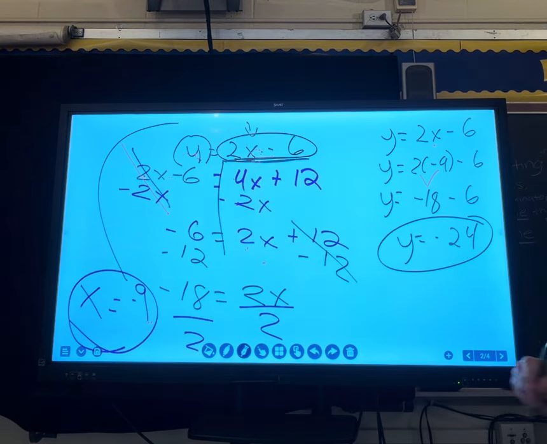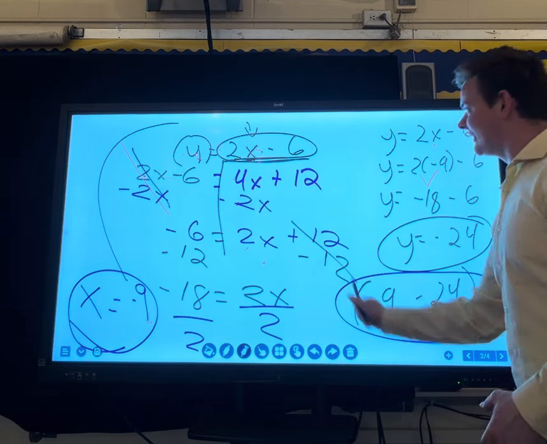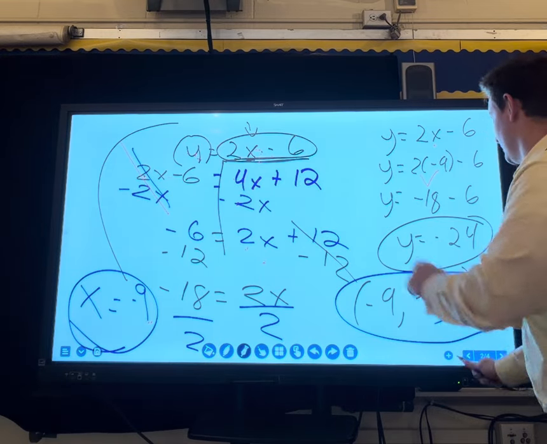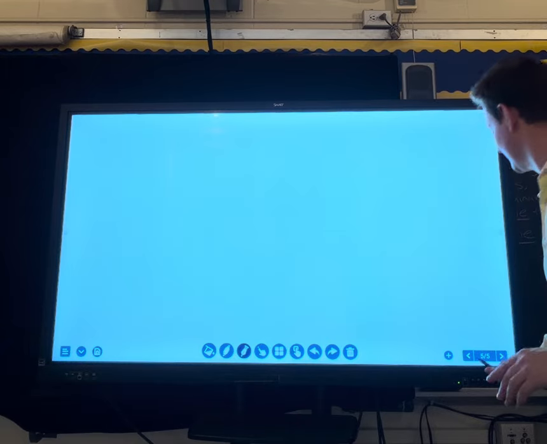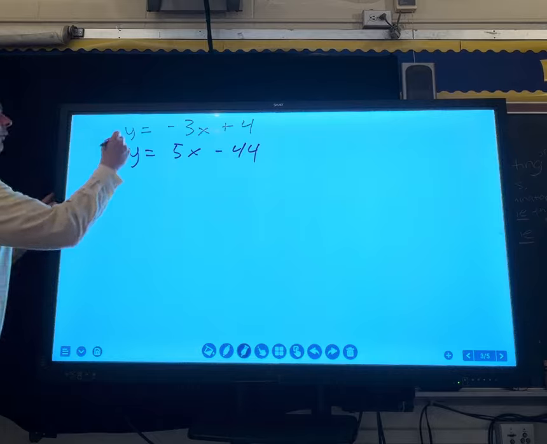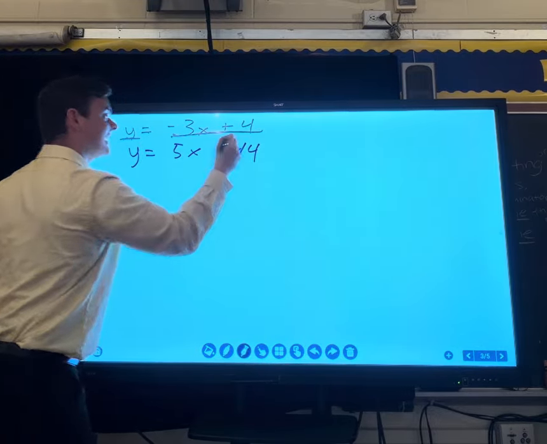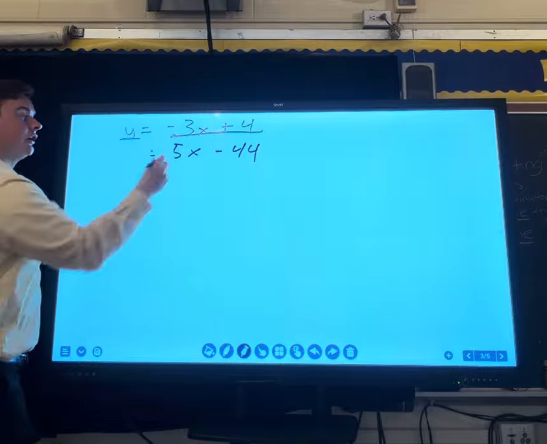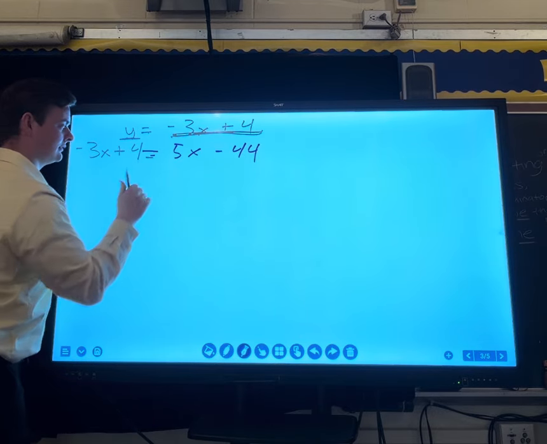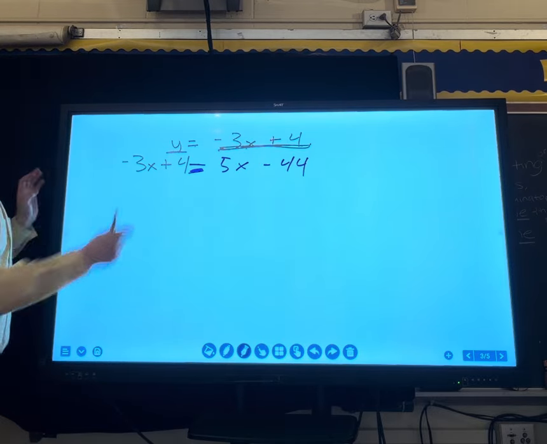Which means my answer is negative 9, negative 24. That is the coordinate where these two lines would cross. Cool. I got another one in case that one didn't fully make sense. Same kind of idea here. Y is this. And since y is this, I can replace this y with this. That's the substituting part. I took this and put it there where the y was.